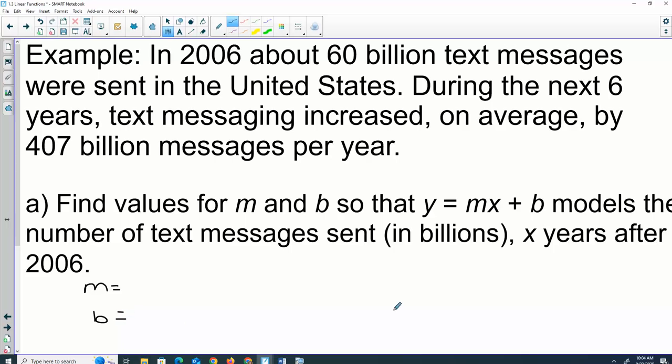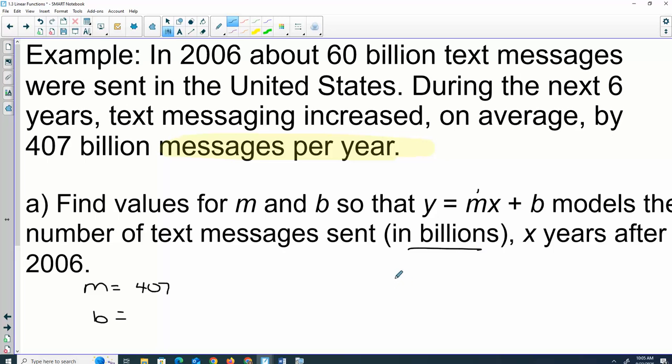What does M represent in an equation? Slope. Rise over run. The key to that is slope is a rate of change, so it's something per something. Look back in your problem. Where do you see something per something? Messages per year. That's a rate of change, so that has to be my slope. So my M is my 407. I'm not going to put the zeros, I'm just going to note in a second that that's in billions, because it tells me my equation has to be in billions.